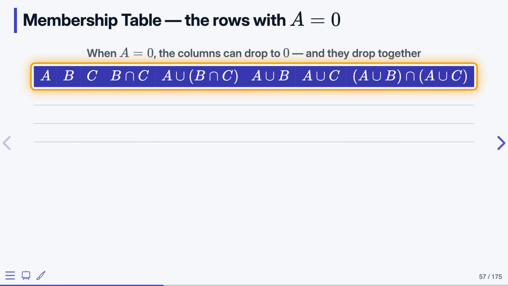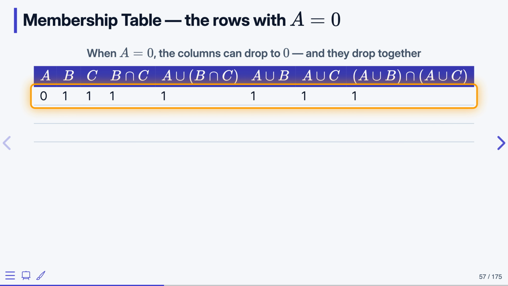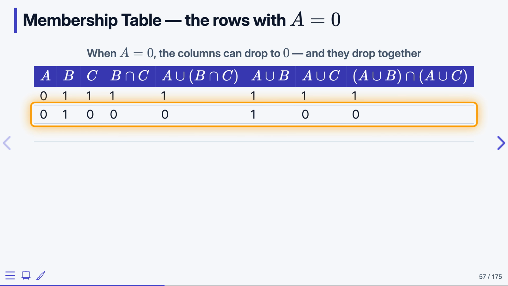Now the 4 rows where A is 0. Row 5. B and C are both 1, so B intersect C is 1, and 0 union 1 is 1. On the right, A union B is 1 and A union C is 1, so the answer is 1. Both sides give 1. Row 6. B is 1 and C is 0. B intersect C is 0, and 0 union 0 is 0. On the right, A union B is 1, but A union C is 0, and 1 and 0 is 0.